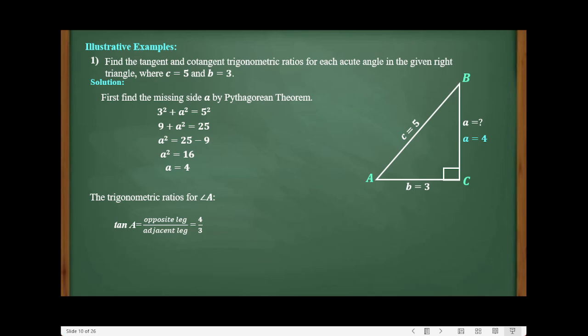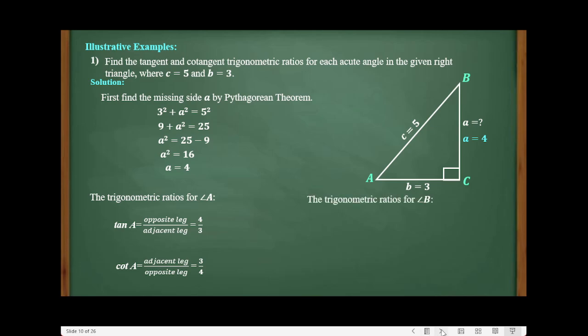Or rather 3. Okay? So it's 4 over 3. And for the cotangent of A, that is simply the reciprocal of the value of tangent A. So that is defined as the ratio of the adjacent leg to the opposite leg. So that is 3 over 4. Okay? You just reciprocate the value from tangent of A, you have now the value of cotangent of A. So that is 3 over 4. Now, these two values are in reference to acute angle A. Now, what about the tangent and cotangent of the other acute angle, particularly angle B?